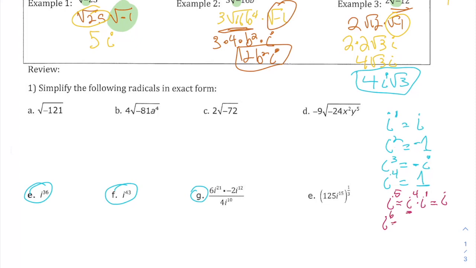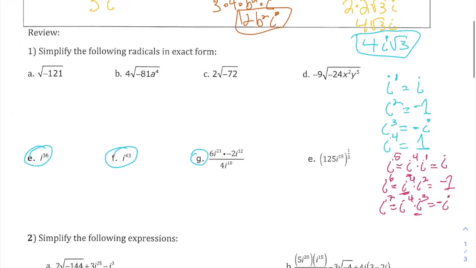I to the sixth, that's I to the fourth times I to the second. I to the fourth is just 1, so now it's I to the second, which is -1. I to the seventh is I to the fourth times I to the third. I to the third is negative I, I to the fourth is 1, so that's just negative I. And I to the eighth, well, that's I to the fourth times I to the fourth.